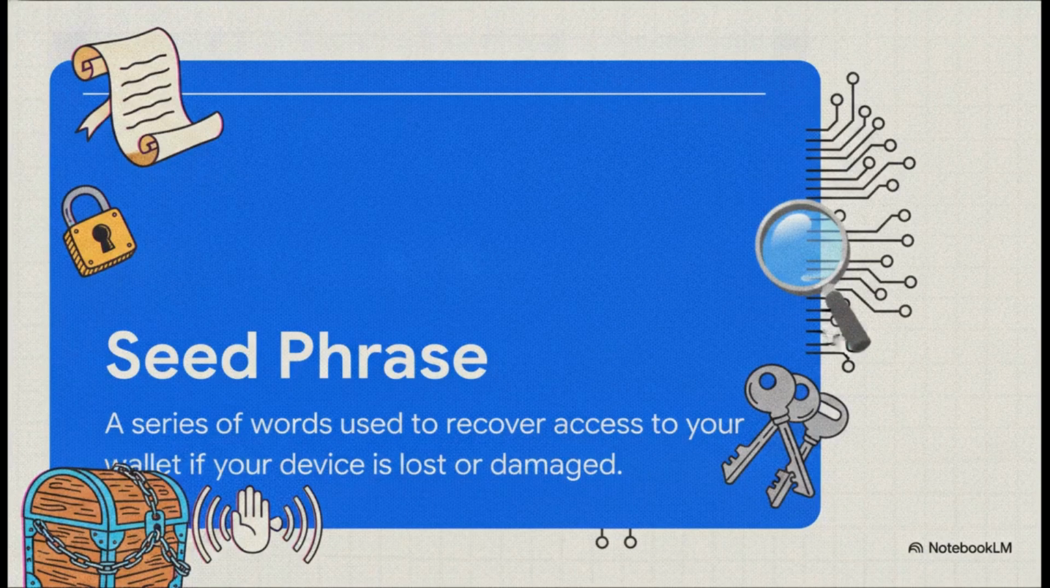Building on that strict security, we've got this seed phrase. This is a series of words generated by the wallet, and it's used to recover your access if your device is ever lost, stolen, or damaged. Think of it as the ultimate backup master key. Let me be absolutely crystal clear. This should never be shared with anyone. And never use sample recovery phrases you find online for a real wallet either. Keep it physical, keep it offline, and keep it a total secret.